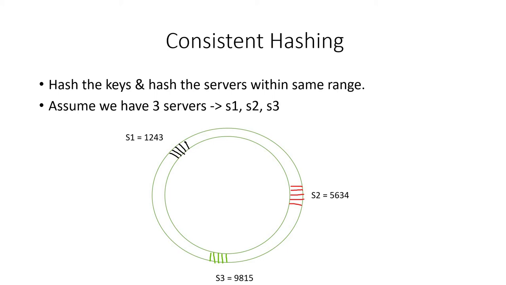Now in consistent hashing, we do not map each key to a location. Instead, what we do is we hash the keys and we also hash the servers within the same range. So for example, if we have a range of 10,000, we use that 10,000 range to hash the keys as well as to hash the servers. Now assume we have only three servers present: server 1, server 2 and server 3. And we use a hash function to calculate the location of these servers. So for server 1, we might get the location as 1243, for server 2 5634, and for server 3 59815.